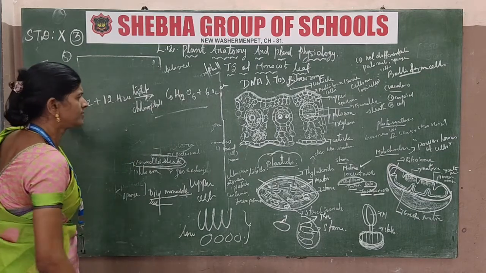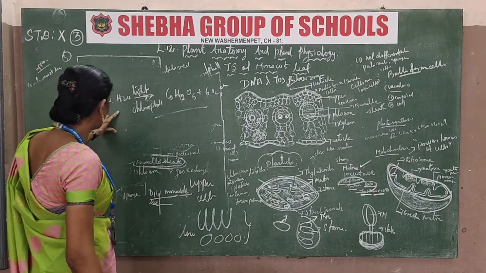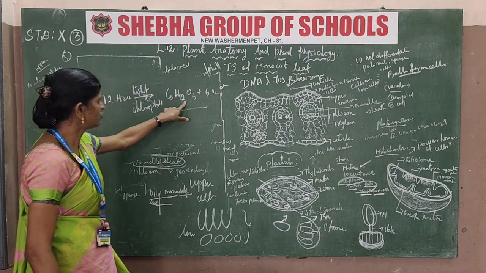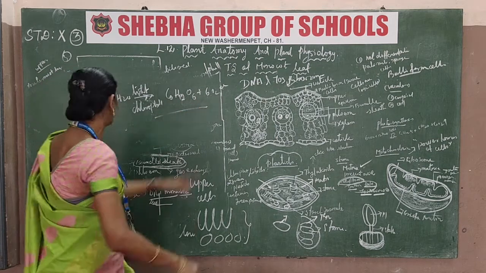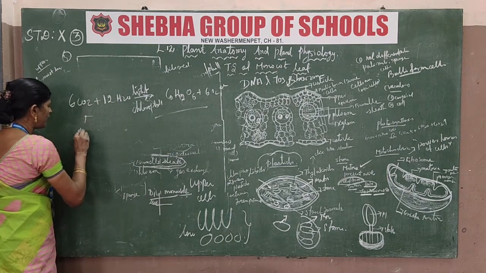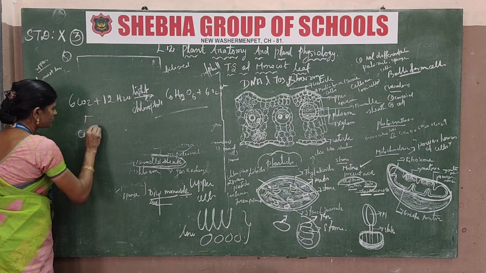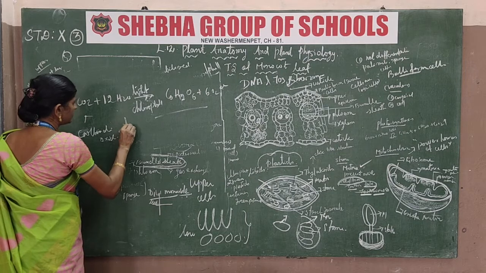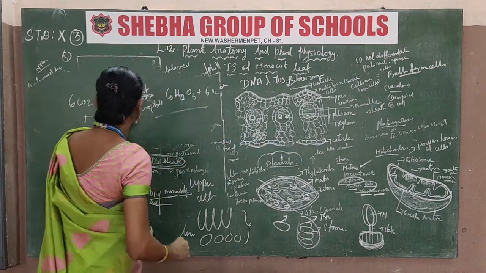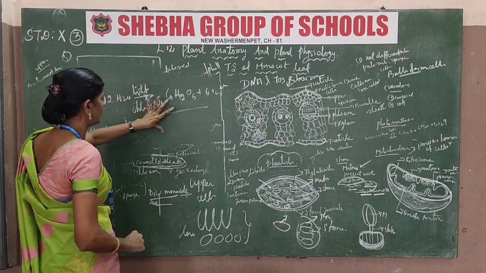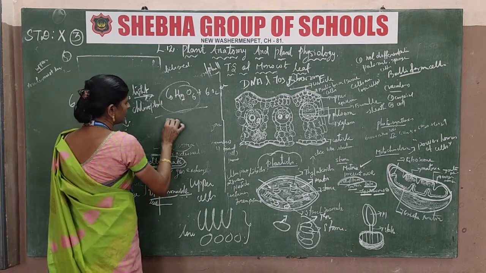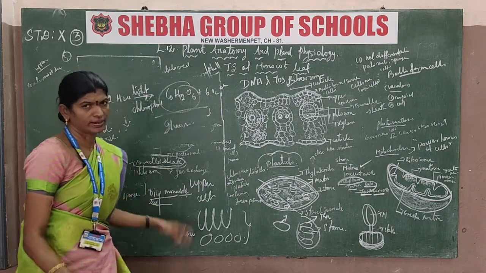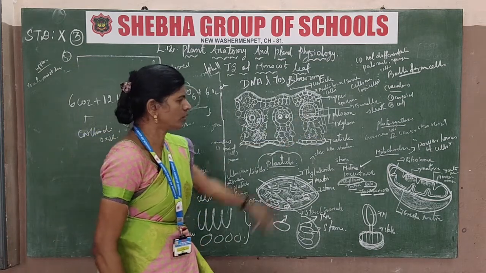What is this? This is 6CO2 plus 12H2O, with light and chlorophyll, giving C6H12O6 plus 6O2. So the first one is carbon dioxide. Then the next one is water, and light and chlorophyll. C6H12O6 is glucose, and oxygen will be released. So that is called photosynthesis.